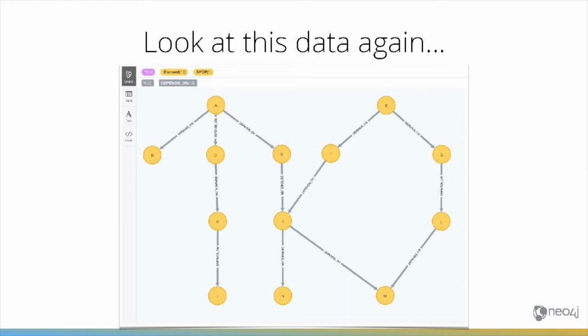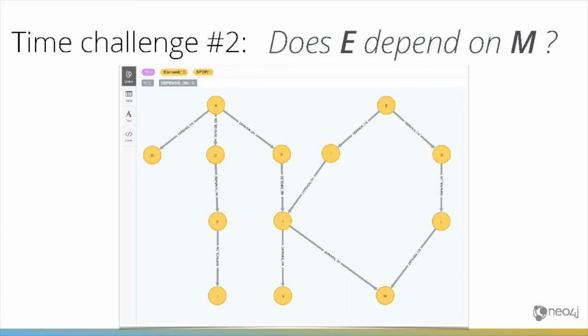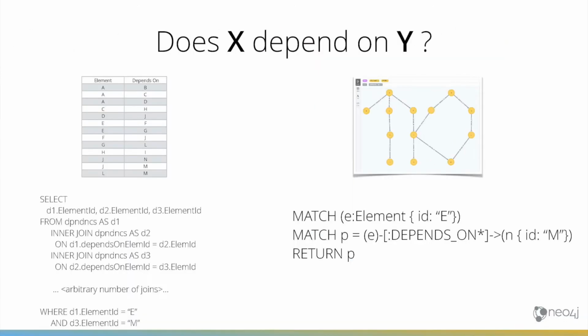But let me rerun the challenge and ask you again another question. And this time, I'm sure you're going to need a lot less. So does A depend on M? Not even going to give you 2 seconds, because I'm sure you've been able to give me an answer. So of course this is just an experiment, but the point that I want to bring is the fact that a tabular representation is not optimal at all to model things like dependencies, right?